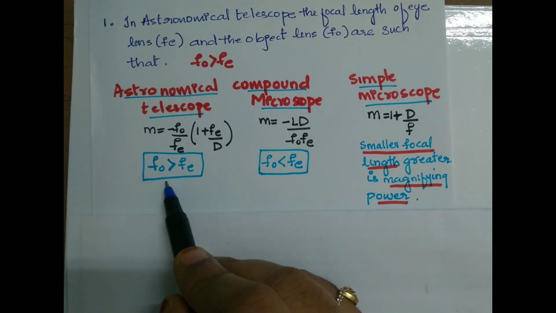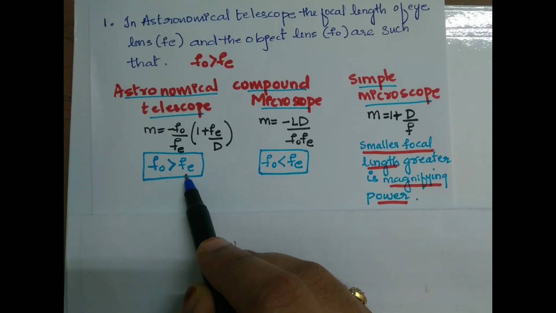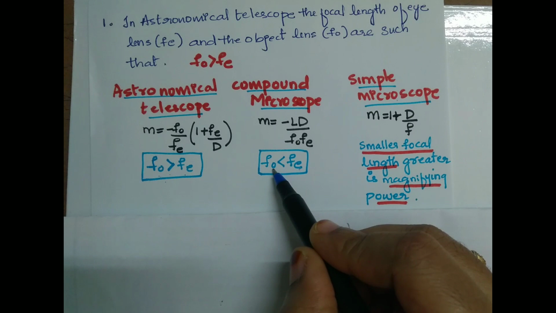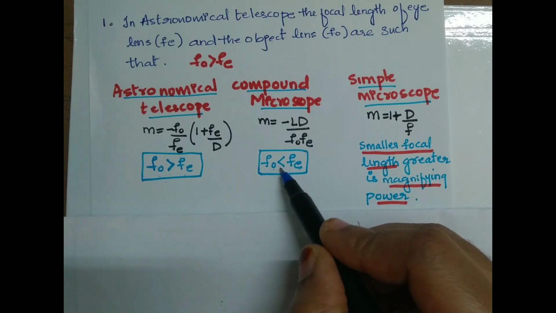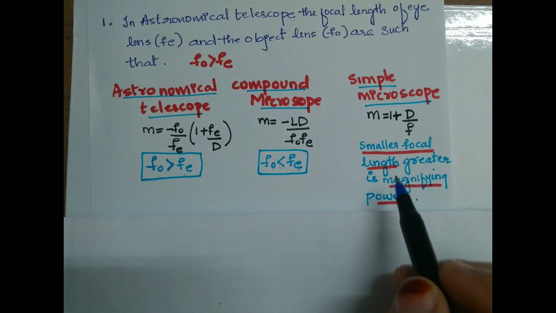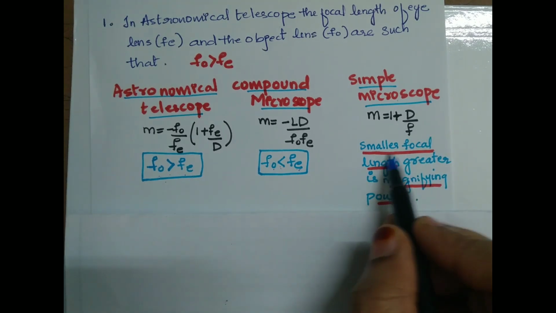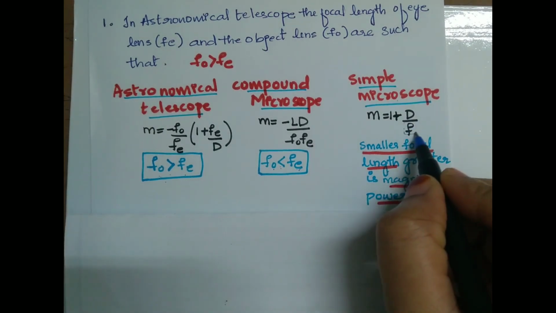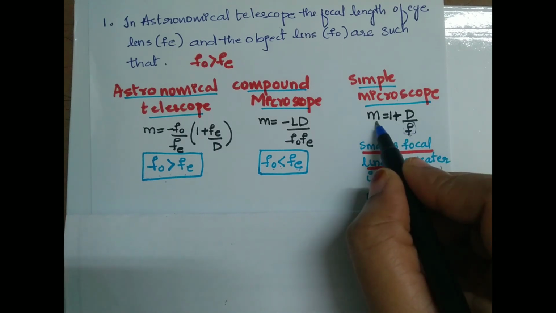In an astronomical telescope, the focal length of the object lens should be greater than the focal length of the eye lens, and in the compound microscope the focal length of the object lens should be lesser than the focal length of the eye lens. And the third one, here you need to remember that smaller the focal length, greater is the magnifying power. Since it comes in the denominator, if the focal length is smaller, then the magnifying power will be greater.